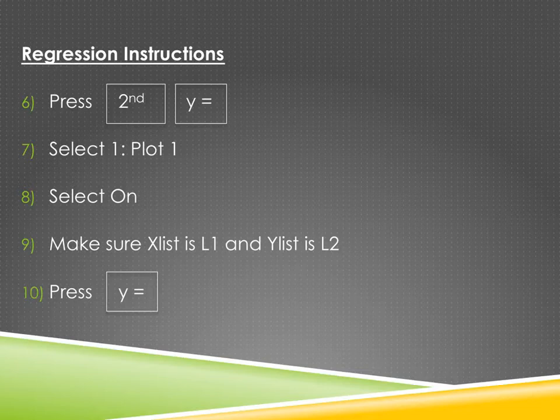If I hit second Y equals, you see where it says plot on? I already did that. I turned it on. If I hit enter on top of number 1, there we go. There's my list. X list is L1 and my Y list is L2. Does anybody's lists not say L1 and L2? So we're all set up, and it looks like my screen. Every screen looks like this.